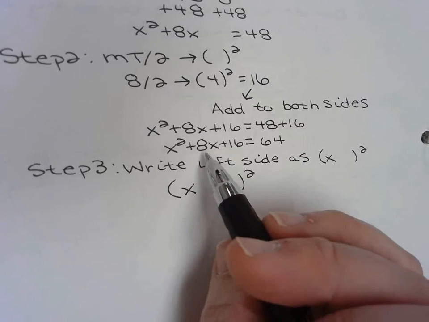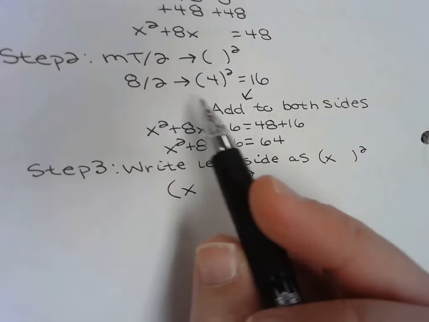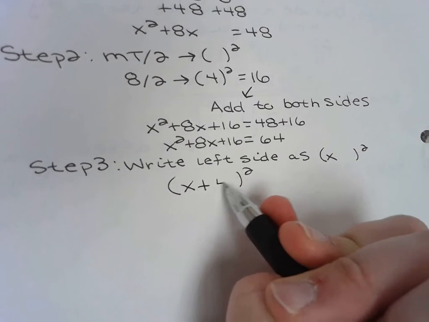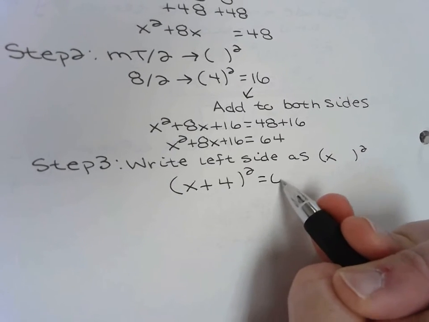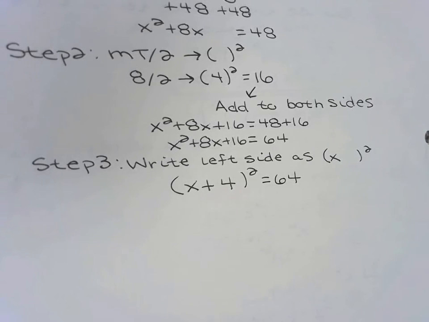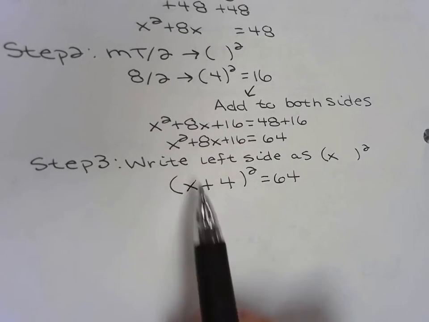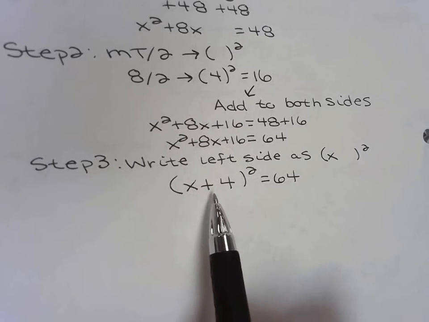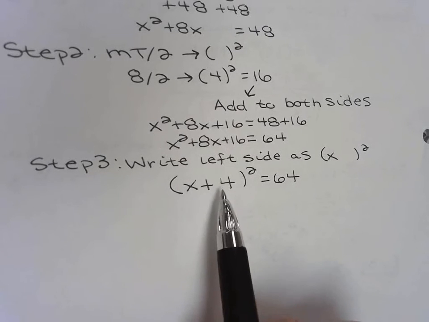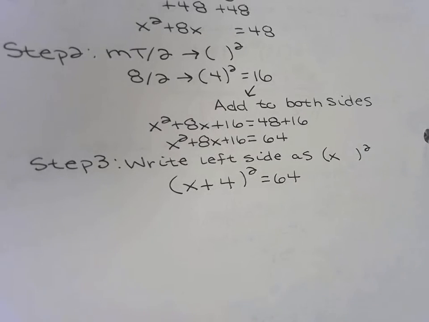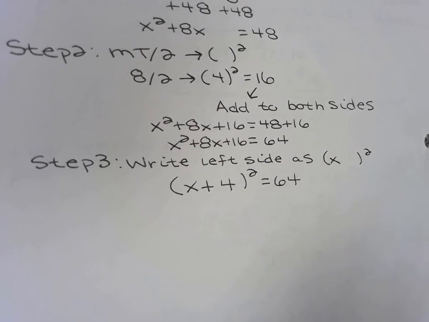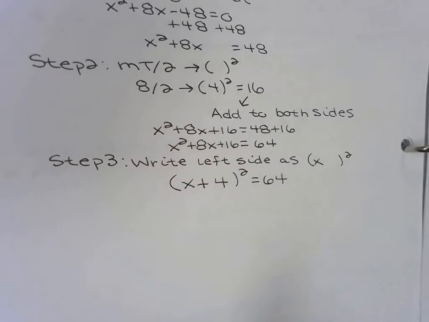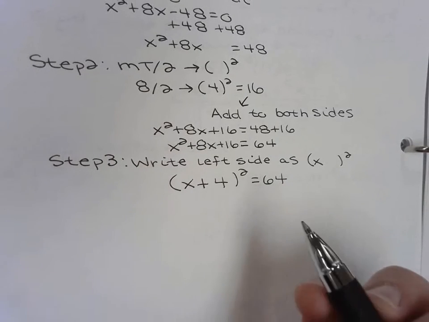It's 4. It's what you get after you divide by 2. So 8 divided by 2 is 4. That's going to be x plus 4 squared. And the right side stays the same. So that's where part 1 comes into play. On the left side, you write it as x, the middle term divided by 2, 4 squared. Is this solved? Yes. Is this solved? No, because it's not x equals a number.